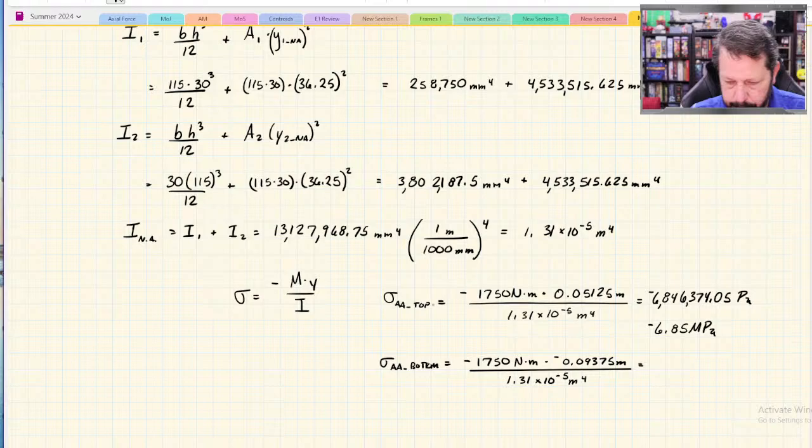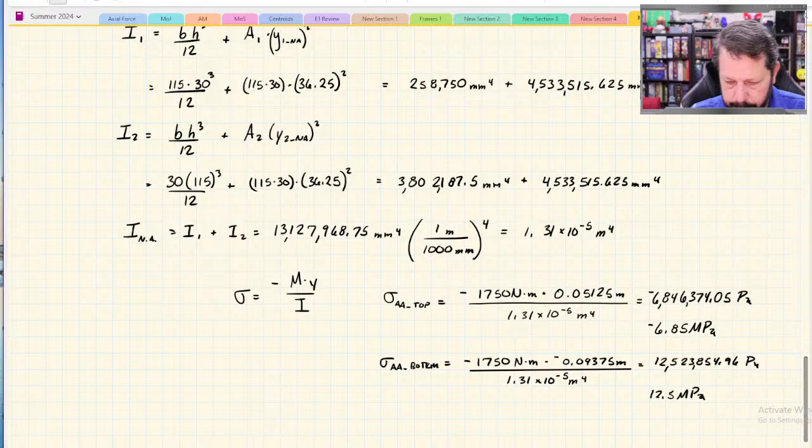This number comes out positive because I have a negative times a negative. So positive 1252385 pascals. So that would be 12.5 megapascals. It is a larger number solely because the Y value is different.